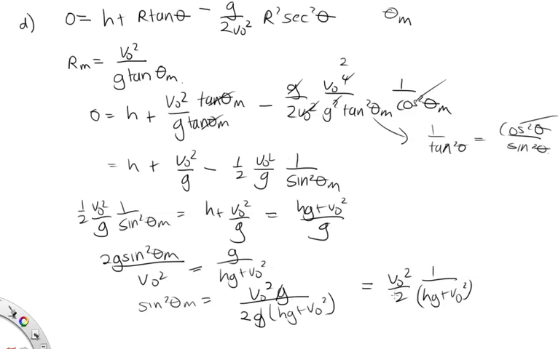To get what we need to show, we just need to divide the top and the bottom by v naught squared. So this is equal to 1 over 2 hg over v naught squared plus 1, which is what we were asked to show.